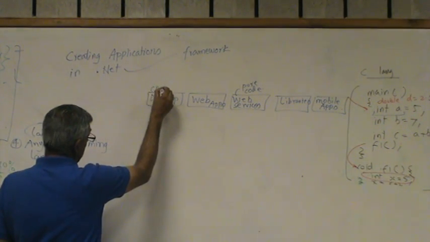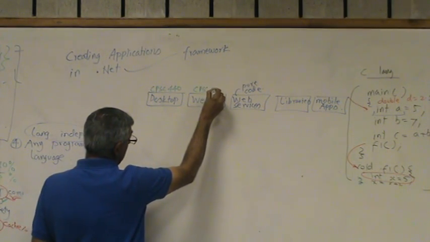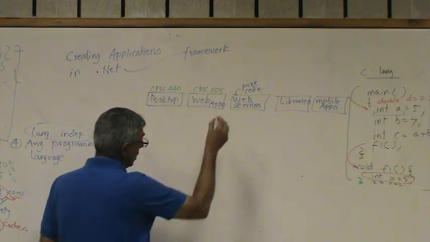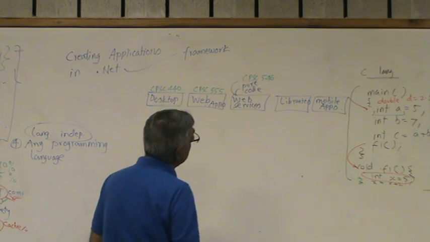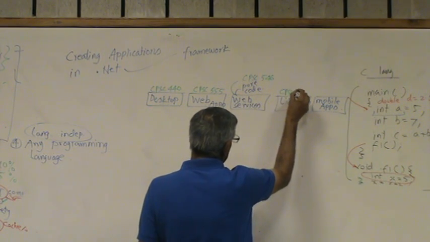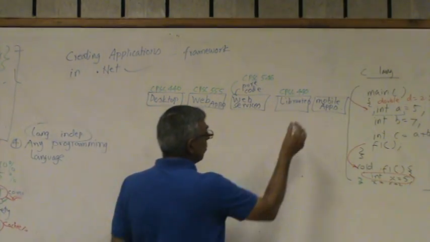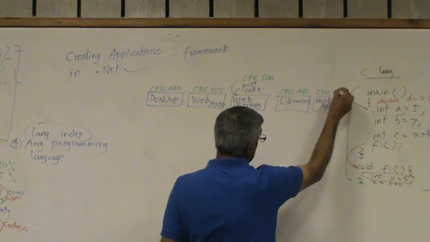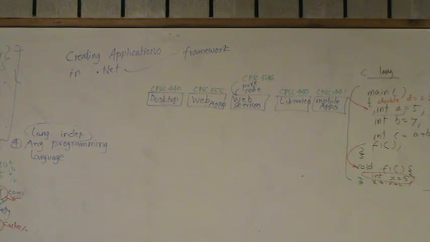Computer Science 440 focuses on desktop applications. Computer Science 555 focuses on web applications. Computer Science 546 focuses on web services. This is also Computer Science 4440, so I will also be showing how to create libraries. In mobile applications, some of you are in that course, 441, smartphone application development. So anyway, this way we are able to cover the entire spectrum. All of these can be created under .NET.